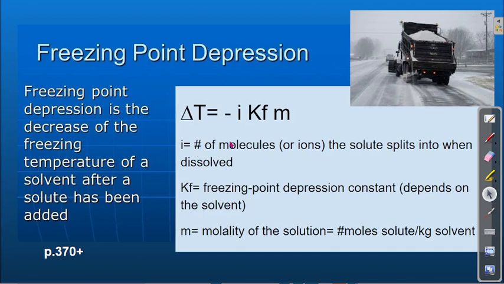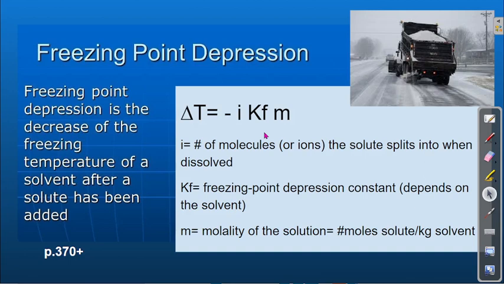i is the number of molecules or ions the solute splits into when dissolved. So if you have an ionic compound, how many ions does it break into? If it's a polar covalent, it's going to be 1, because they don't break into little parts. They stay as a molecule. Kf is a constant, the freezing point depression constant, and it depends on the solvent. It's going to be given to you. And then lowercase m, you know what that means. That's molality of the solution, which is the number of moles of the solute divided by the kilograms of the solvent.